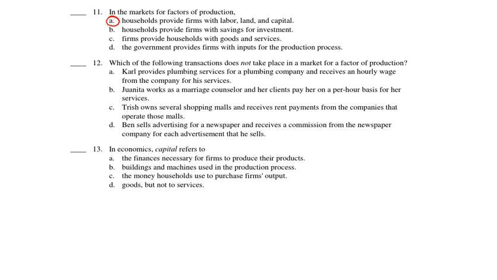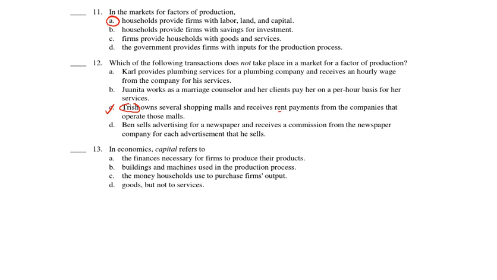Would it be B? I said C. Yeah, it is B. C, rent payments. So you're paying for capital, which is structures, right? Equipment and structures. So Trish is a household. She owns shopping malls, and she's receiving rent payments. So this is in the market for factors of production.